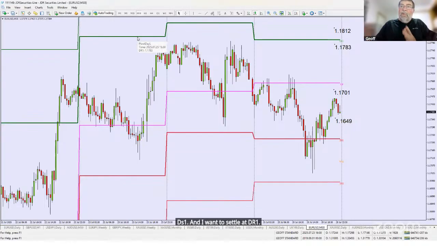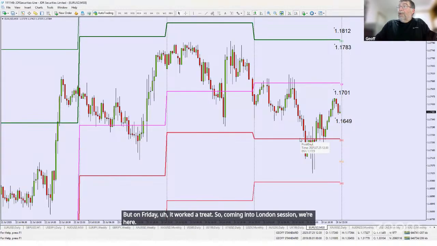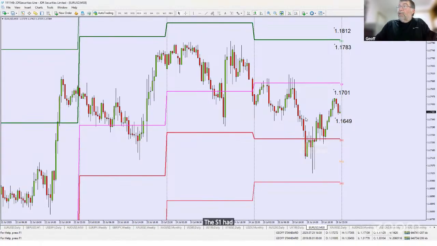That is a one cancels other trade, so if one triggers, you cancel the other. Now, in the last 3 or 4 days, that has been infrequent. But on Friday, it worked a treat. So coming into London session, we're here. DS1 had not been tested, so I put a buy order here on DS1. I put my stop loss 15 pips below DS2, sorry.